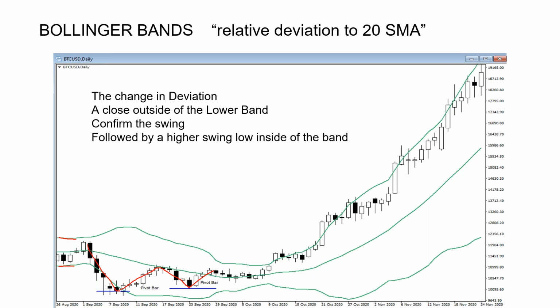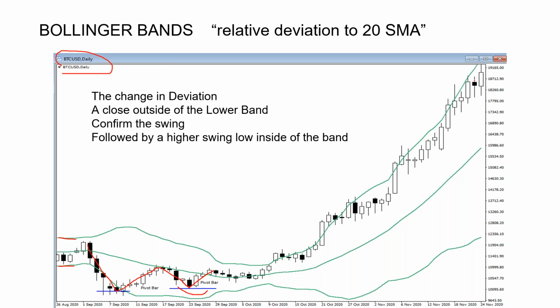This concept here where price closes outside of the Bollinger Band, swings high, in this case found resistance at the 20 period average, and then makes a higher low inside the Bollinger Band is an incredibly good observation that we're about to see a trend change. Downside volatility has eased and we're starting to see trend change. So this was on Bitcoin as well.